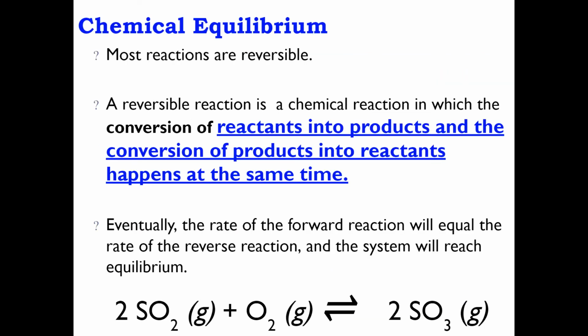Awesome. So chemical equilibrium. This is my favorite stuff of the equilibriums because chemical equilibriums have such cool reactions. So most reactions are reversible. Now, a reversible reaction is a chemical reaction in which the conversion of reactants into products and the conversion from products into reactants happen at the same time. So we have a second to get that down because I want to show you guys something in a painting like I was doing before.